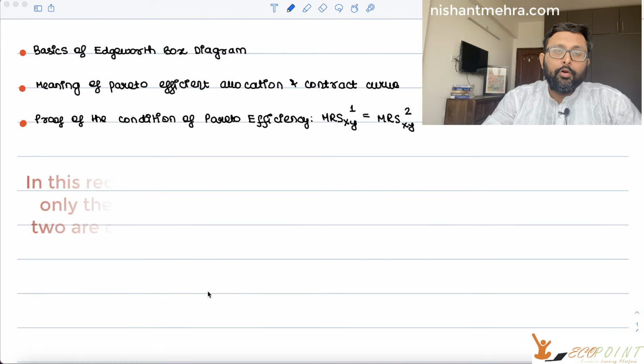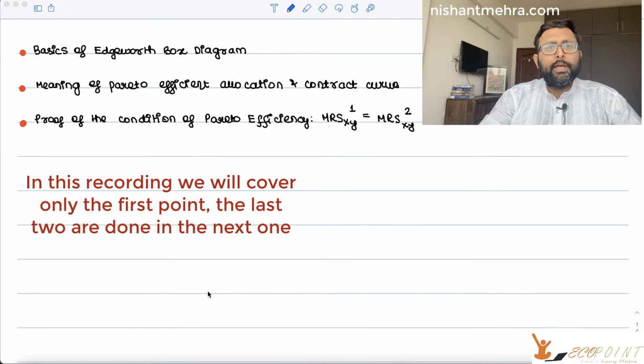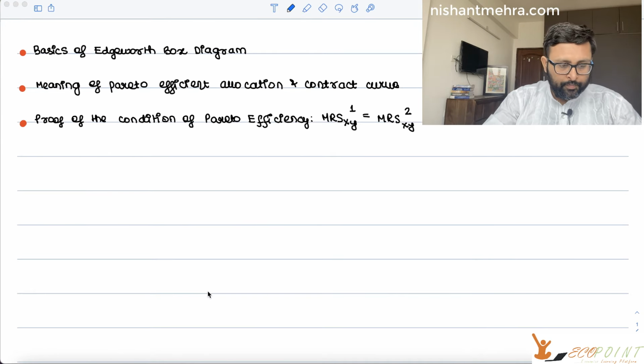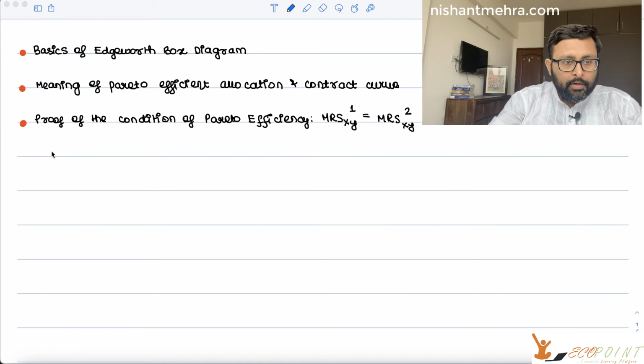In this recording, we're going to talk about the basics of the Edgeworth box diagram. We're going to talk about what is a Pareto efficient outcome, what we mean by the set of Pareto efficient allocations, which is the contract curve, and a very simple proof for differentiable utility functions, where the condition for Pareto efficiency is MRS1 is equal to MRS2, where individuals 1 and 2 are named as 1 and 2. So let us just start.